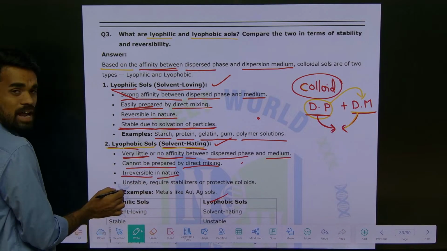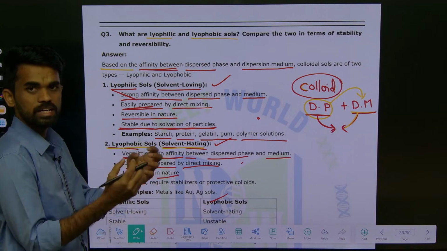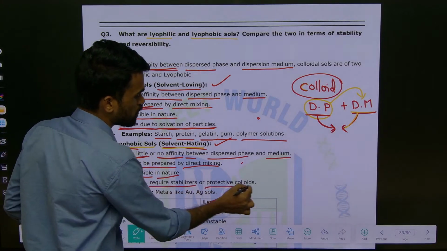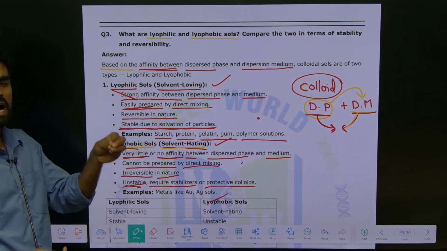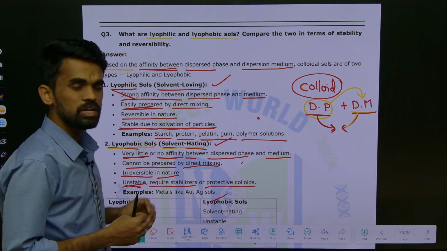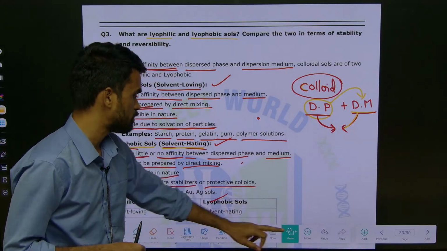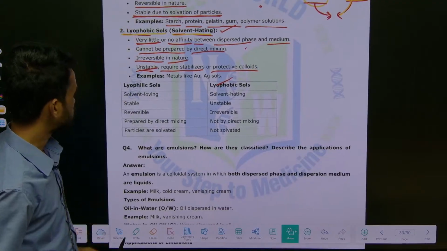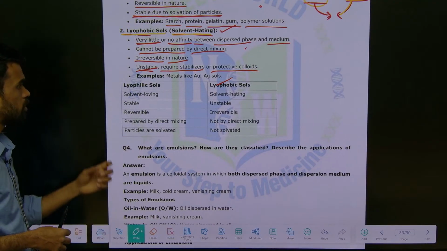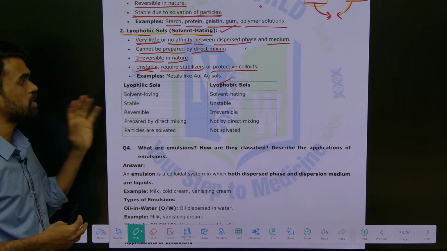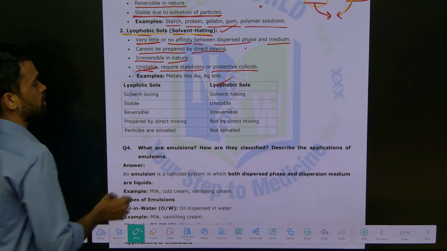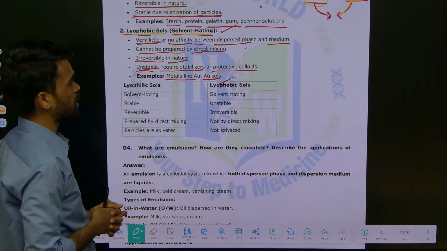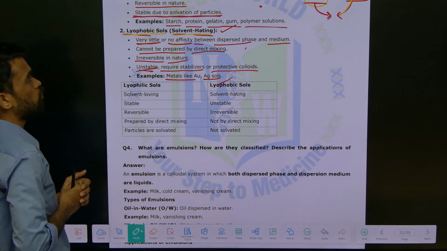These are unstable, since the particles hit each other, you can remember that. They require stabilizers or protective colloids, so we need to add some stabilizers to make these lyophobic colloids. They are unstable and irreversible in nature. Here we have some points to be remembered for lyophilic and lyophobic. Examples: metals like copper, metals like silver, and Ag salts are considered lyophobic sols.